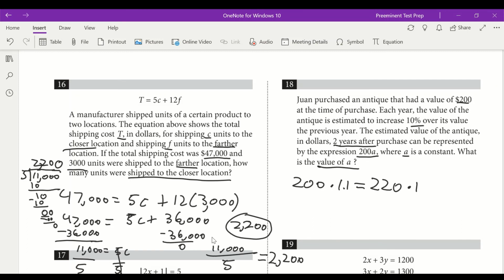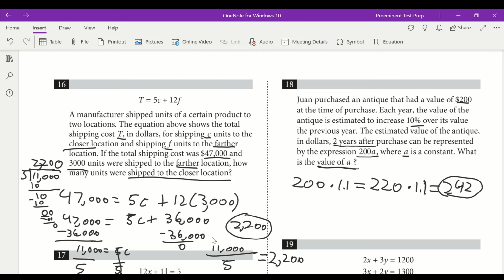After the second year, we go up another 10%, so we multiply by 1.1 again. 220 times 1.1. Well, what's 220 times 1? That's going to be 220. And now, what's 220 times 0.1? Well, we're just going to move the decimal over 1, right? So what we're going to end with is $242. Okay, so now I have $242. That's not my answer, though. That, $242, is my value 2 years after purchase.